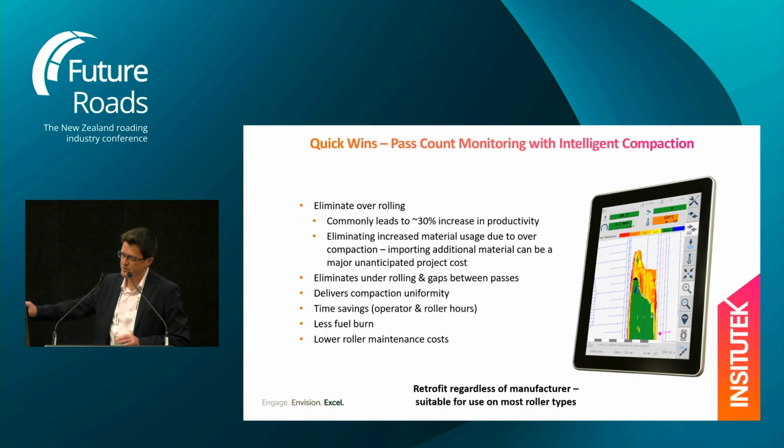Also from a soils perspective, it eliminates the need to bring in additional material because we've over-compacted, and let's say we needed to reach an RL here. We've used all our material, we only got to here because we've over-compacted it. No gaps, no under-rolling. We've delivered uniformity in terms of passes, okay? Fuel savings, et cetera, et cetera.